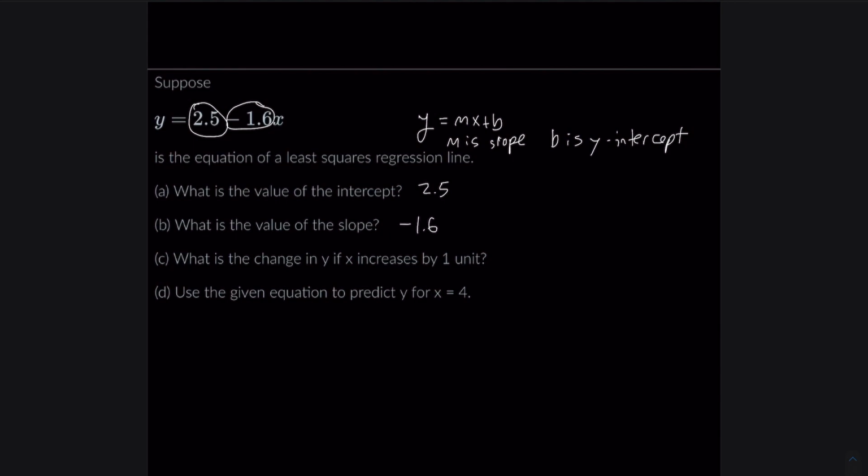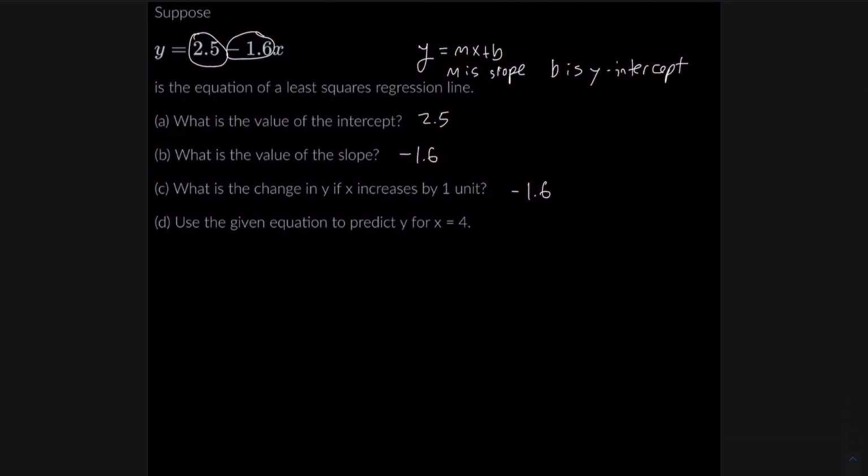And then what is the change in y if x increases by 1 unit? Part C is just asking you, do you know what slope means? This is just saying that the change in y, if x increases by 1 unit, is negative 1.6 because that's what slope is.